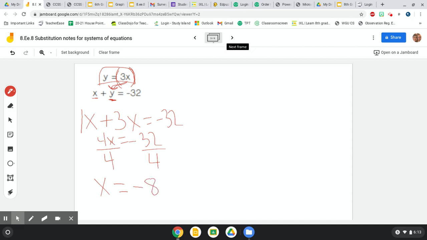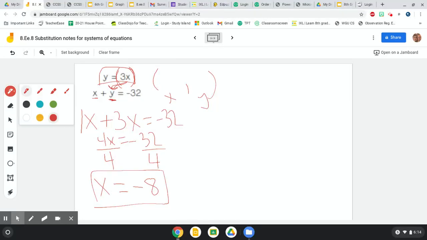Okay, but remember, solving systems of equations, I need an ordered pair. So I need an x and a y value. Well, I have my x value, or what I think is my x value. Now I need to use that in order to solve for my y value. So I'm going to take this negative 8 and substitute it into one of my original equations. It doesn't really matter which one, but by looking at them, this first one seems a little more simple, so I'm going to substitute it in there.